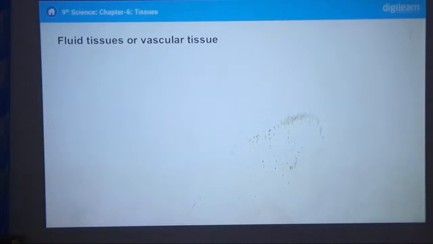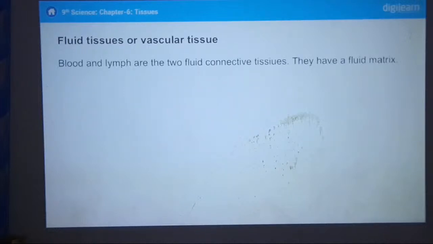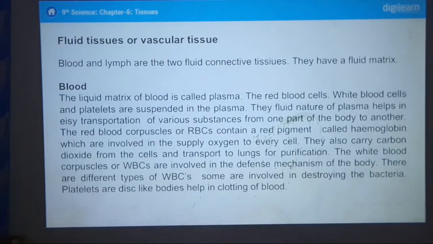Fluid tissues or vascular tissue. Blood and lymph are the two fluid connective tissues. They have a fluid matrix. Blood. The liquid matrix of blood is called plasma.